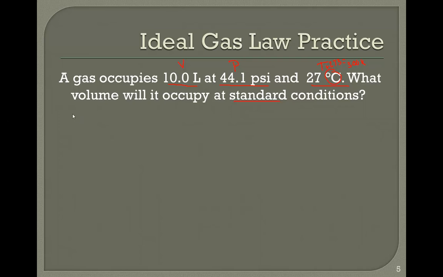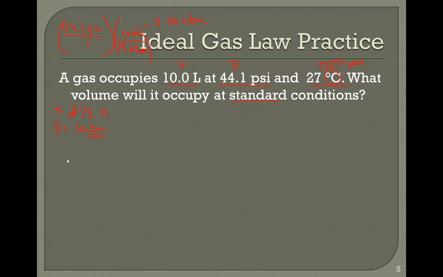Well, we just learned that standard conditions are 273 Kelvin is the temperature, and then the pressure is 1 atmosphere. Since standard pressure is in atmospheres, we need to put this one in atmospheres. So, 44.1 psi over 1. There is 14.69 psi in 1 atmosphere. So we're going to divide that, and that comes out to be 3.00 atm.